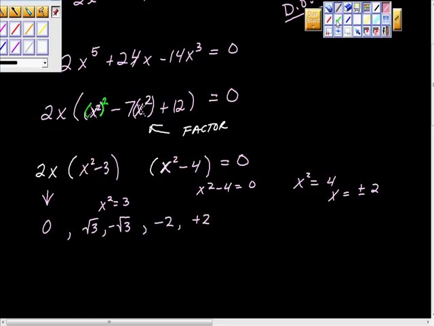And look, this is a fifth degree polynomial. And look how many roots we have. 1, 2, 3, 4, 5. We have all of our roots here. So we have this thing solved.